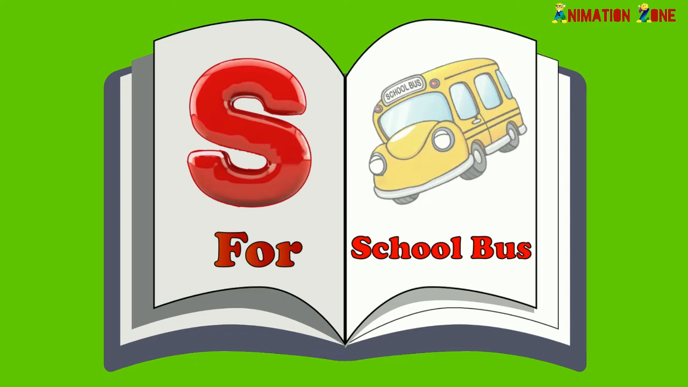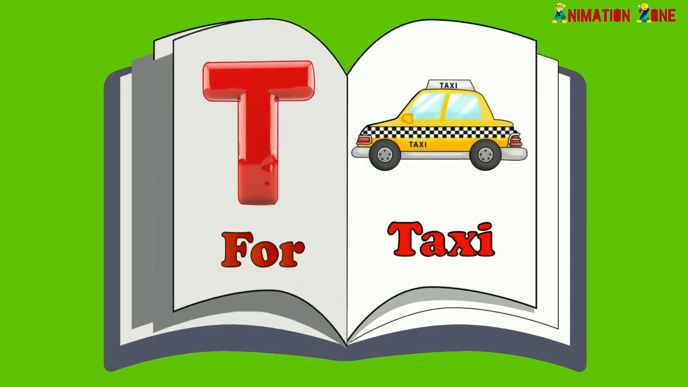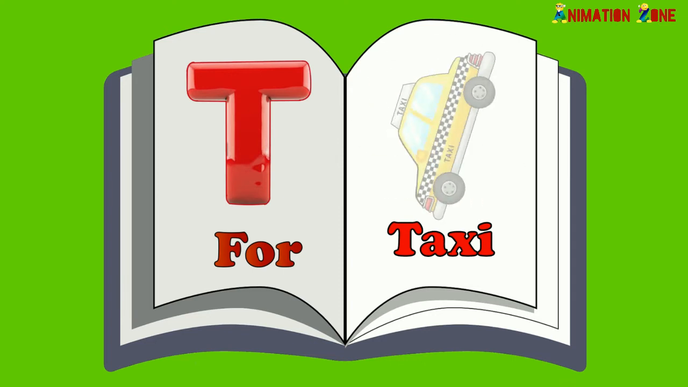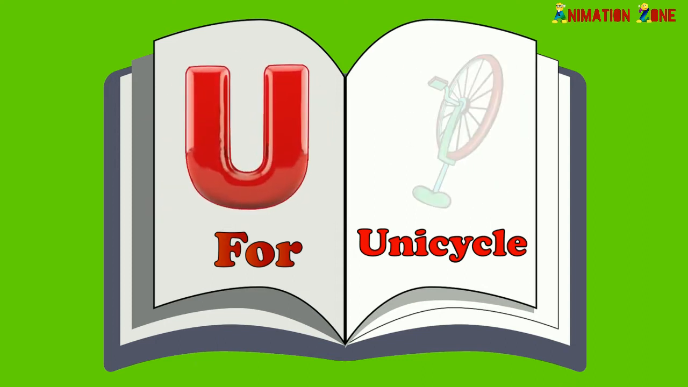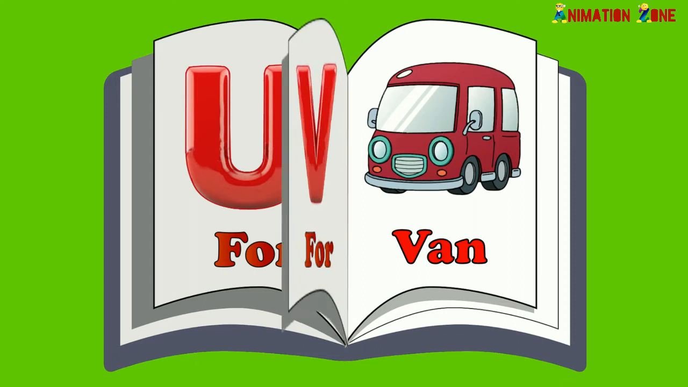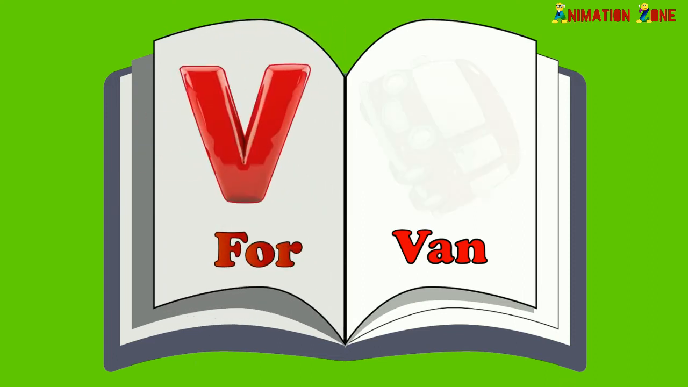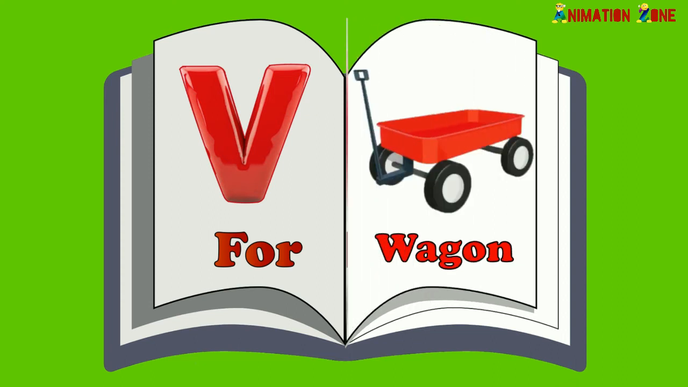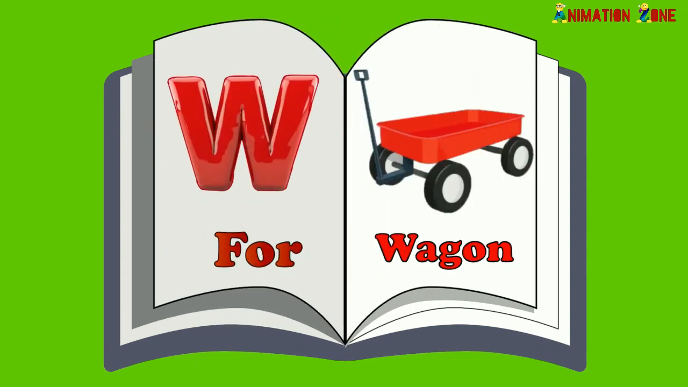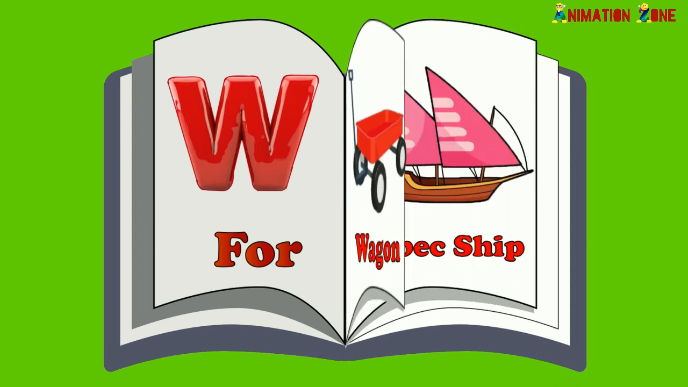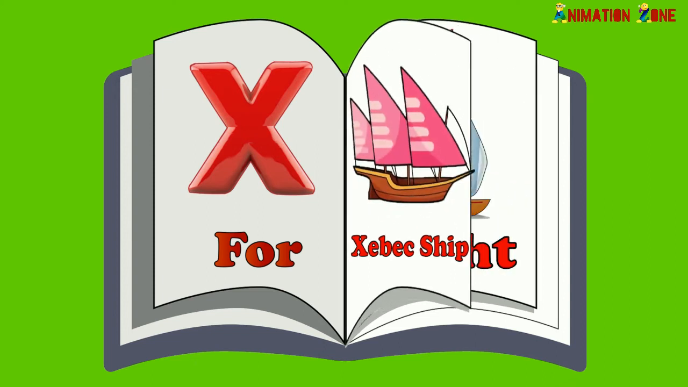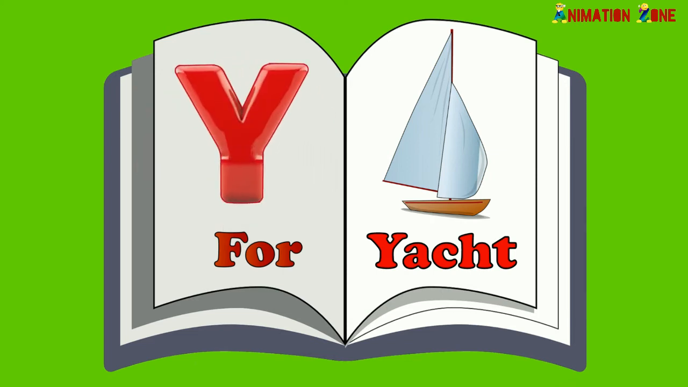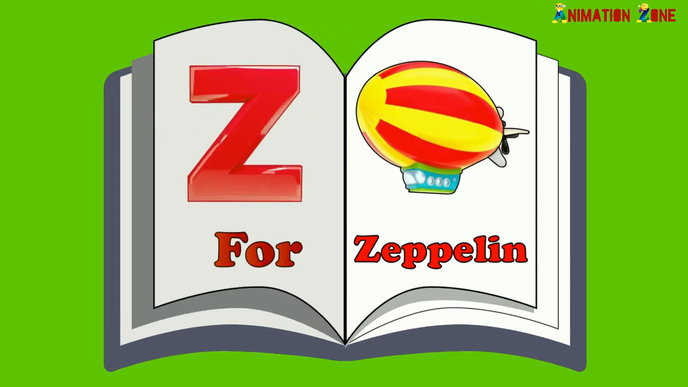S for School bus. T for Taxi. U for Unicycle. V for Van. W for Wagon. X for Zebek ship. Y for Yacht. Z for Zeppelin.